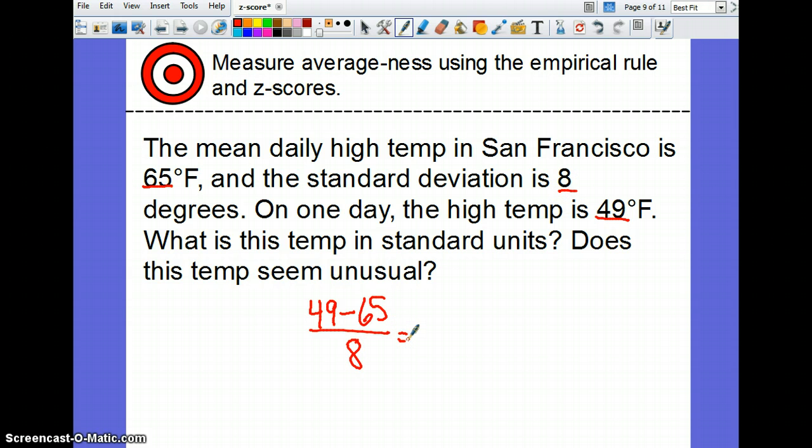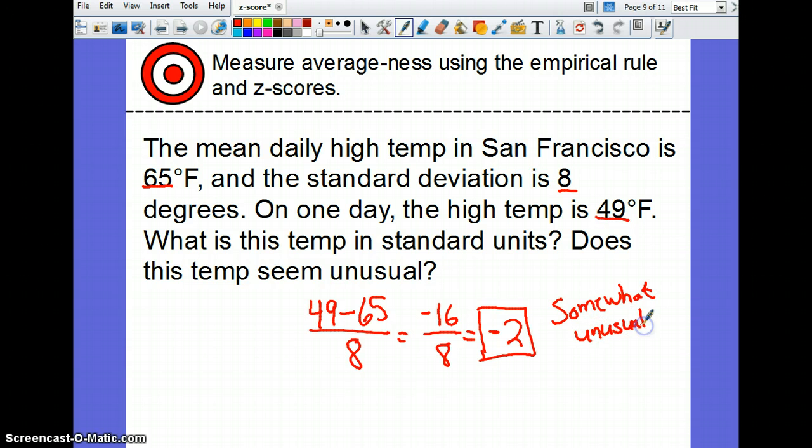Okay, so it's going to be 49 minus 65, which is negative 16, divided by 8, will be negative 2. Notice it is negative, and that's appropriate, right? Because 49 is going to fall below the mean, so it should be a negative standard deviation. So it's going to be negative 2 standard deviations. So this is somewhat unusual, right? I mean, it's not completely out there. It's within the realm of possibilities, but they don't get this temperature as often as something that would have fallen between -1 and +1 standard deviations.